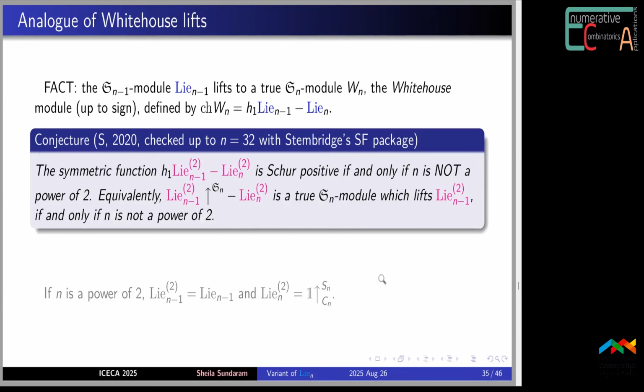So another interesting fact about the Lie module is that it lifts to a true module called the Whitehouse module. And the Whitehouse module can be defined this way in terms of Frobenius characteristics. And it looks like the Lie sup 2's also have a lift as long as n is not a power of 2.